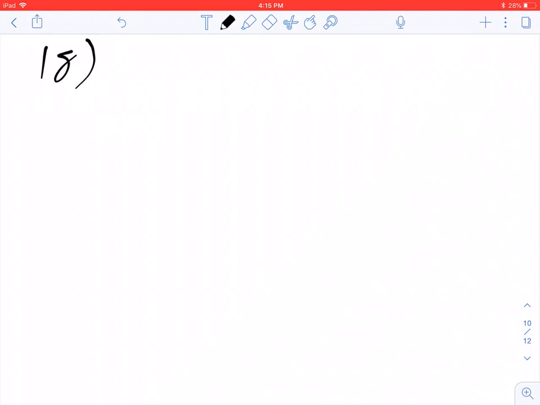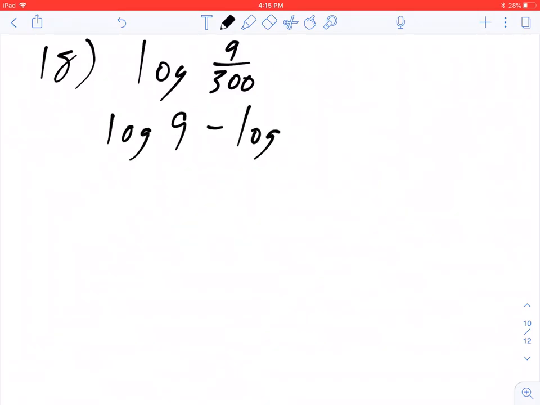Number 18 is log, and it's just base 10, so we don't need to write anything, 9 over 300. Now 9 over 300, that's a quotient, so we can break this up as log of 9 minus log of 300. The next thing we're going to do with that, since this is log base 10, you always want to be thinking about powers of 10. Are there any powers of 10 buried in 9, or are there any powers of 10 buried in 300? There are no powers of 10 buried in 9, so this is just going to be log of 9.